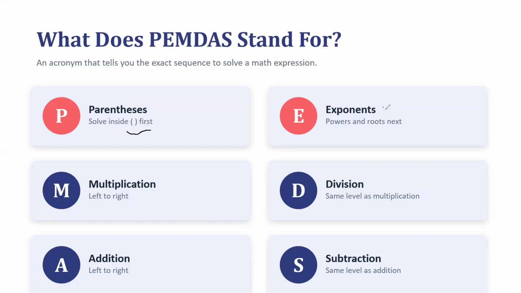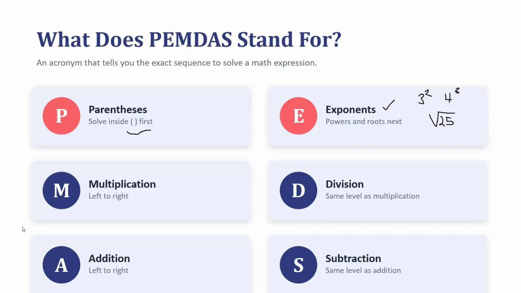And when we talk about exponents, we talk about powers, something like 3 squared, something like 4 to the power of 3. We talk about roots as well, root of 25. So that's what we mean when we look at exponents. And then the next things we look at are multiplication, division, addition, and the last one is subtraction. So PEMDAS means parentheses, exponents, multiplication, division, addition, and subtraction. So whenever we talk about PEMDAS, we talk about this exactly.